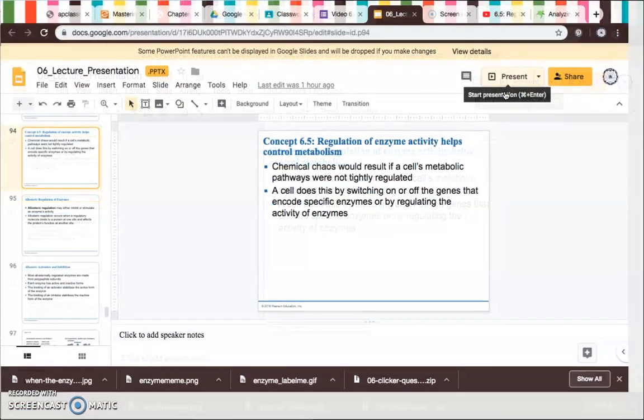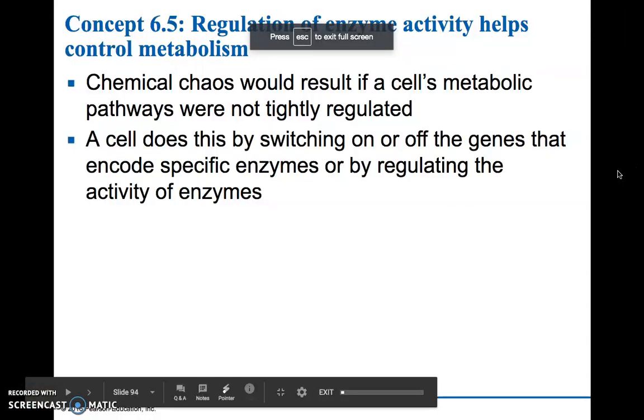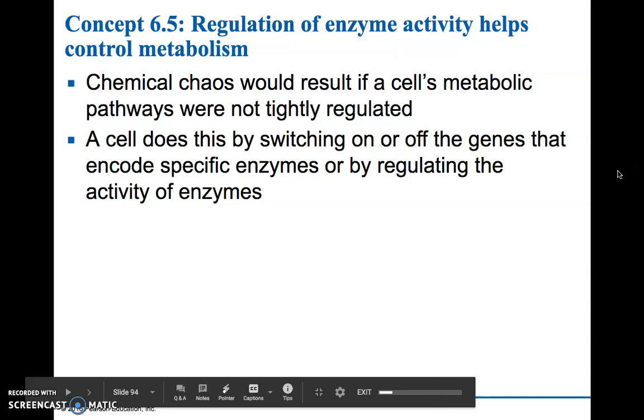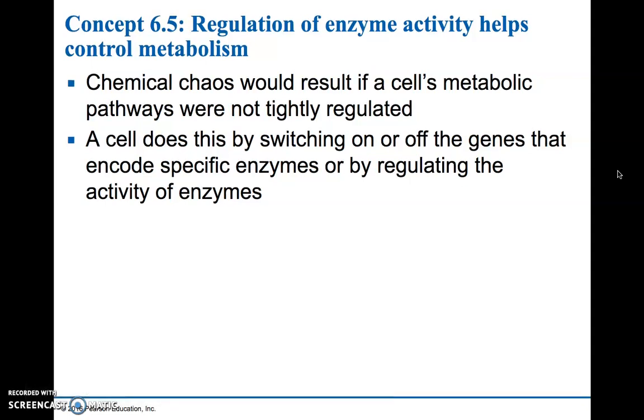So section 6.5 is focused on the regulation of enzyme activity in order to control the metabolism. If you think about all the chemical reactions going on in your body, there would be chaos if the cell's metabolic pathways were not regulated. And so a cell regulates its metabolic pathways by switching on or off genes that encode specific enzymes, or it can also regulate the activity of enzymes themselves.